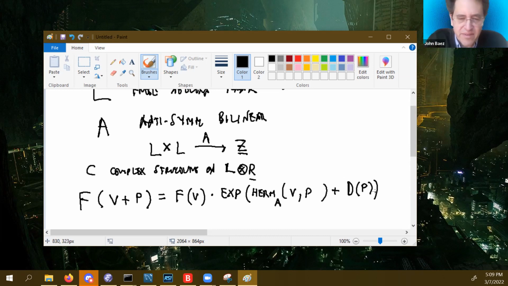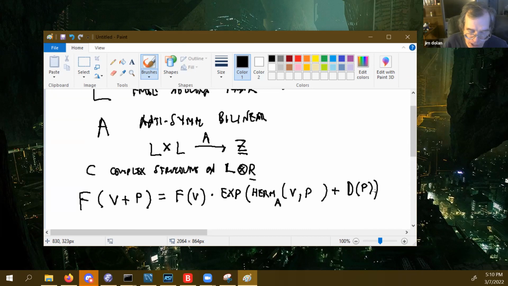When your Hermitian form is non-degenerate, then any such D will come from a dragging, but if it's degenerate, not every D could actually pop out that way. That's exactly the point. So this is good. Why is it good? Well, I think this is the correct thing here.